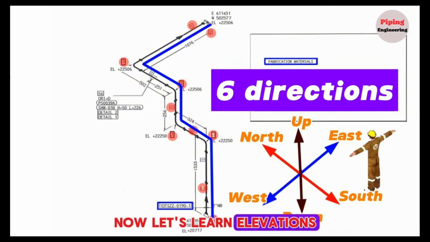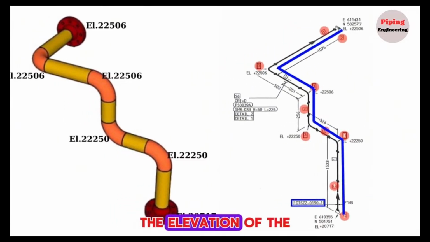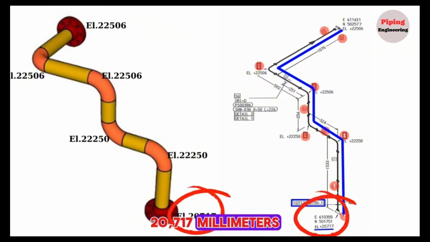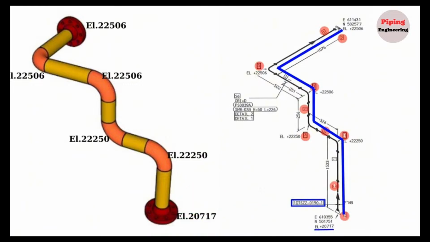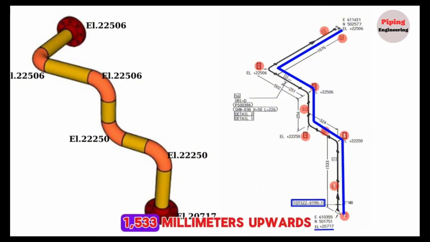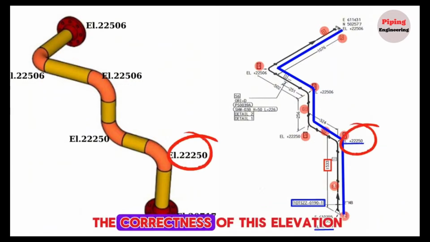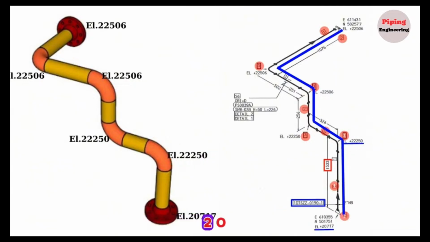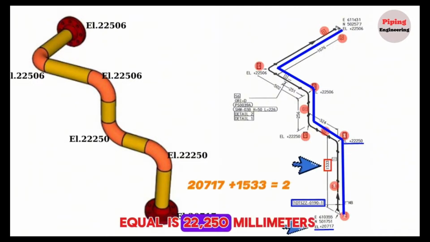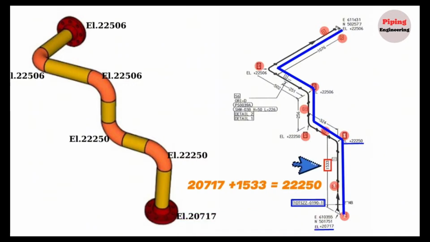Now, let's learn elevations shown in the piping isometric drawing. As you can see, the elevation of the starting point of the pipeline is 20,717 millimeters. After the pipeline rose 1,533 millimeters upwards, the elevation was 22,250 millimeters. We can easily check the correctness of this elevation. 20717 plus 1533 is 22,250 millimeters.